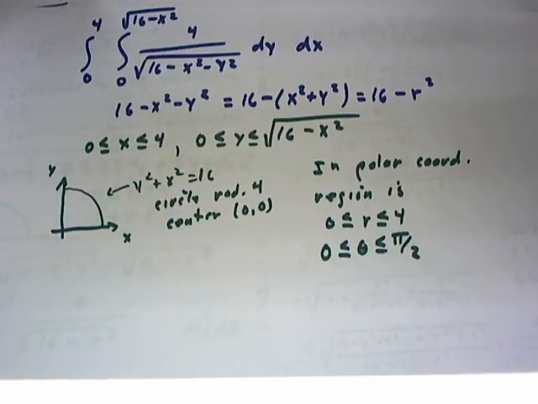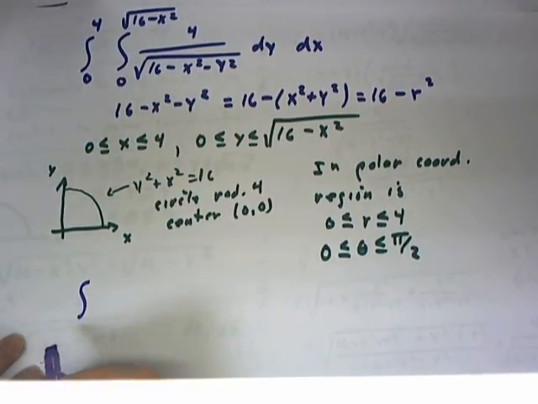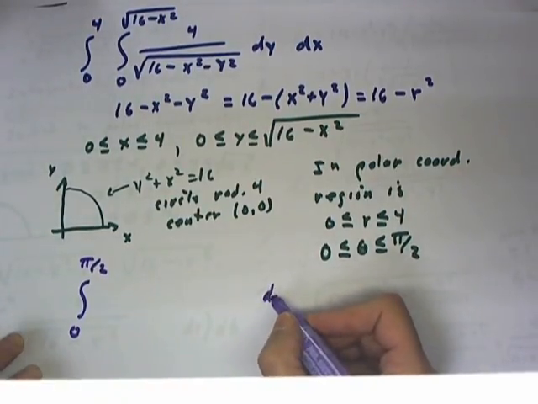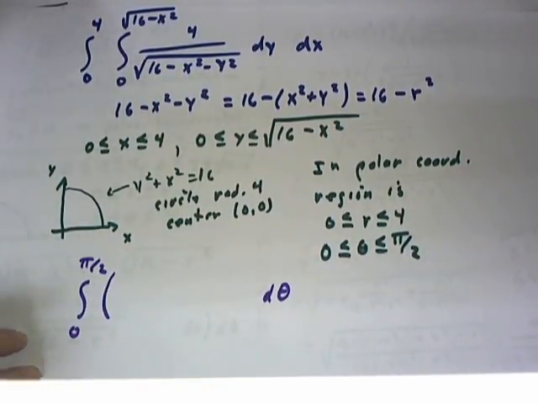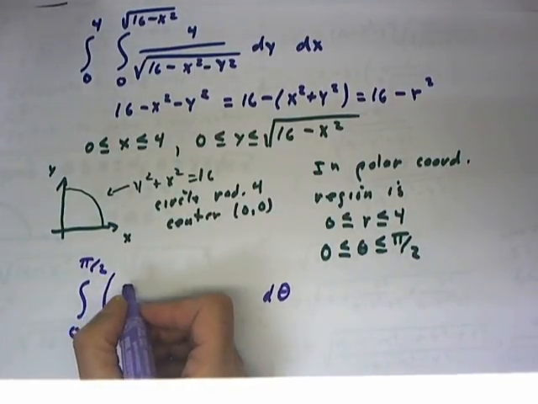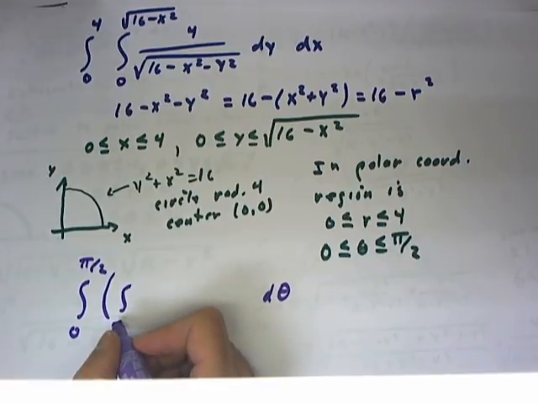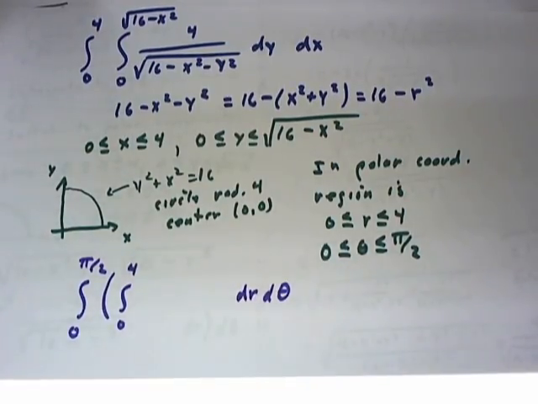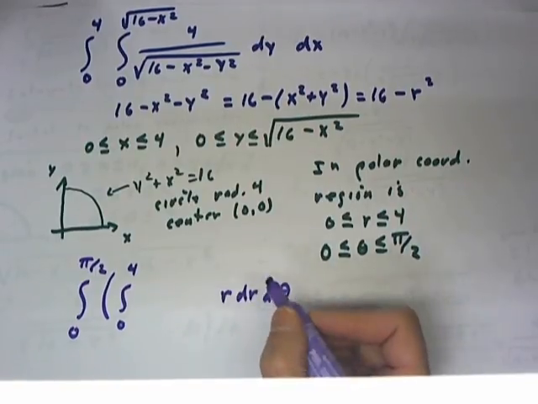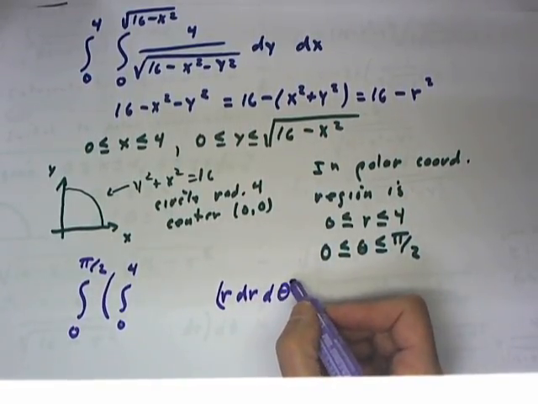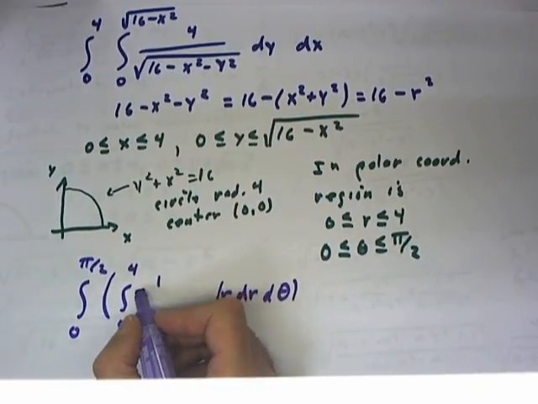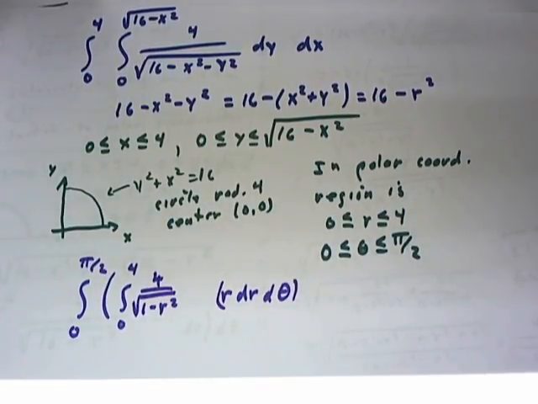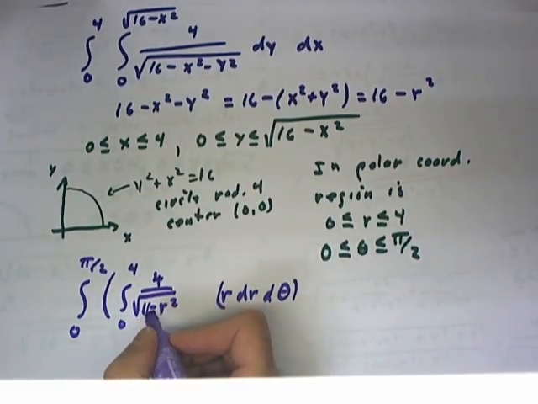So our integral becomes the integral from 0 to pi over 2 with respect to theta of the integral from 0 to 4 with respect to r, and remember that our area increment is r dr d theta, so the integral would be 4 over the square root of 16 minus r squared.